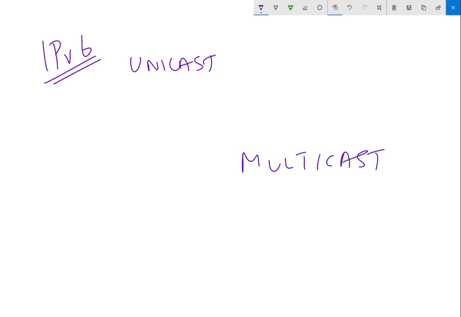When we are talking about IP version 6 addressing, you have different types of addressing, like what we have in IP version 4. In IP version 4 you have unicast, multicast and broadcast. Here in IP version 6, you have unicast, multicast, and anycast. You don't have broadcast, you have anycast. Let's discuss these 3 types of IP addressing schemes.